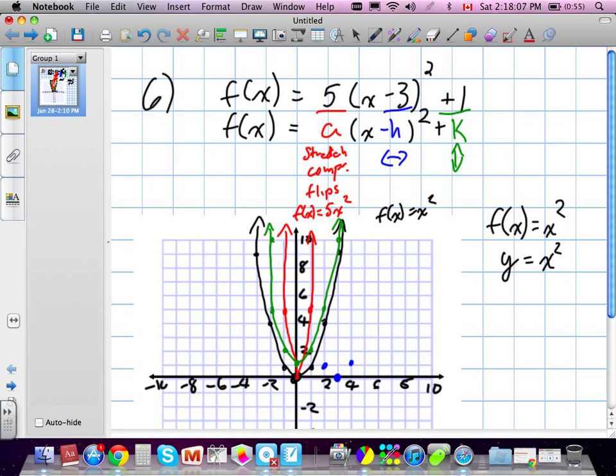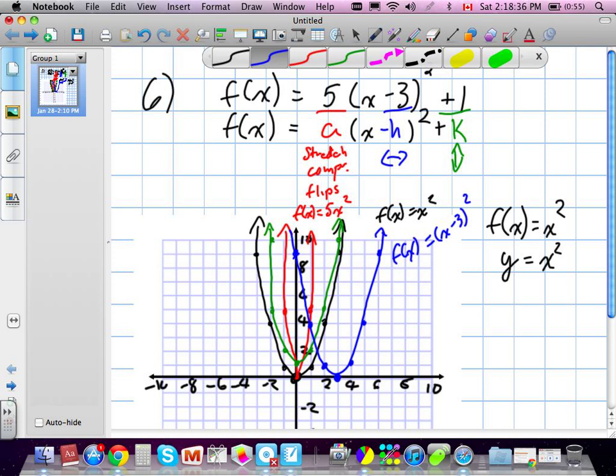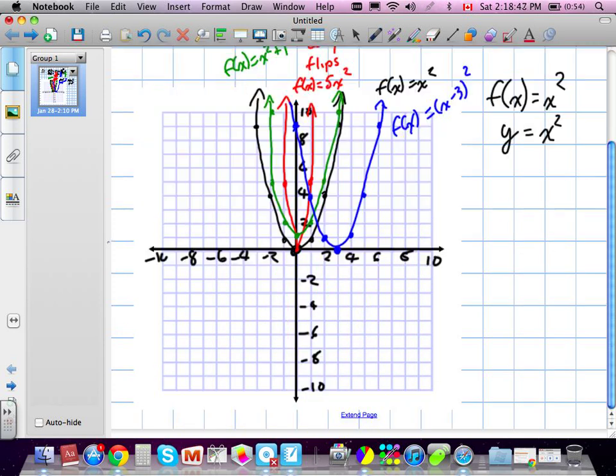I go over 1, up 1 from there, and I just kind of redraw everything. Over 2, how many do we normally go? Over 2, up 4. Over 3, up 9. So the blue one would be f of x equals (x minus 3) squared. The green one would be f of x equals x squared plus 1. These are all just one movement, okay?